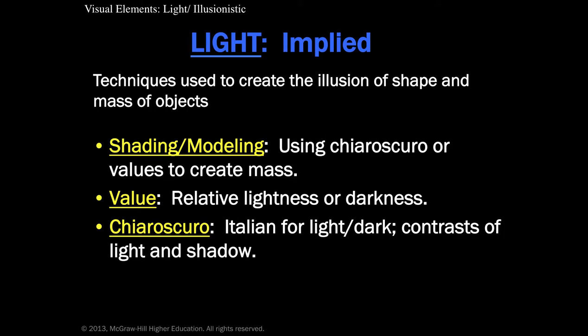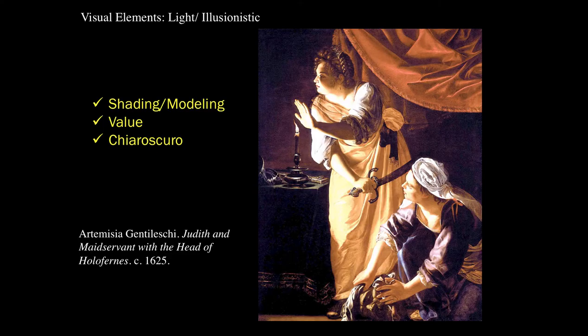All right, how do artists create light or create that implied light, that interpretation of light? There's 3 ways: shading, modeling. They can use value, the light to the dark. And chiaroscuro is Italian for light and dark. And now we're looking at a painting by Artemisia Gentileschi about Judith and the beheading of Holofernes, a biblical story, very well known. And she really nails it with the shading, the modeling, the value, and the chiaroscuro.